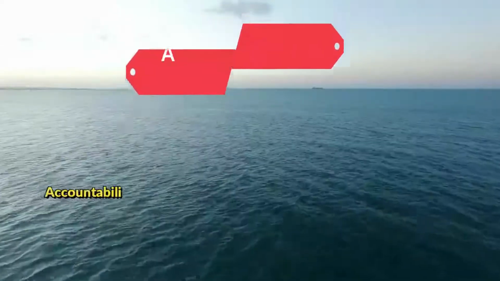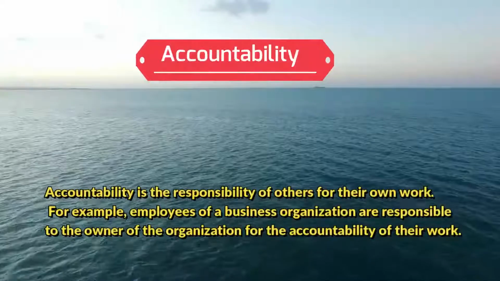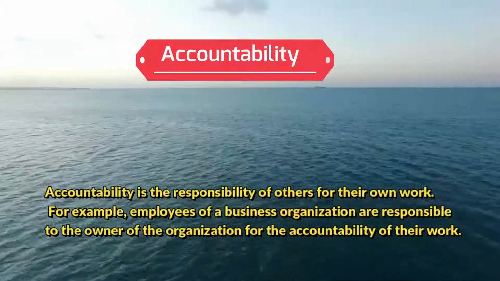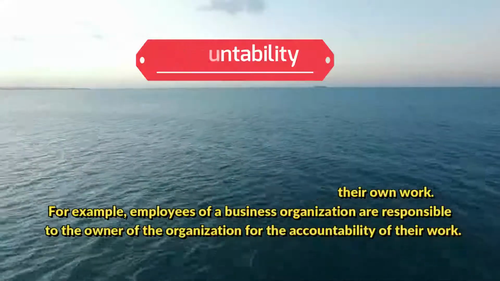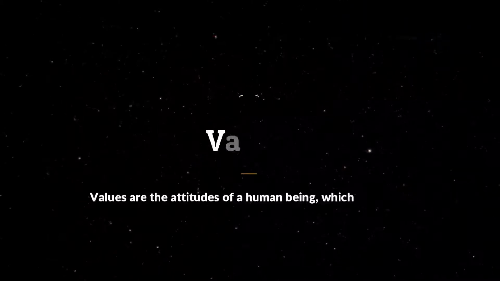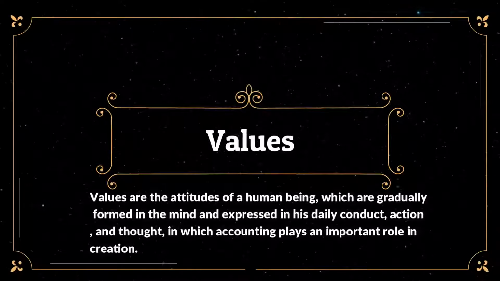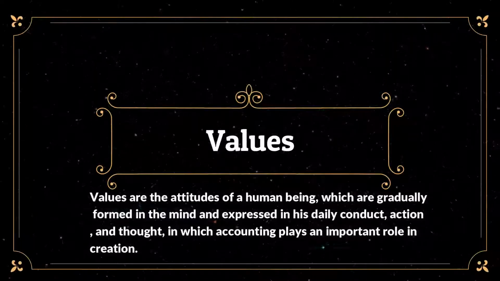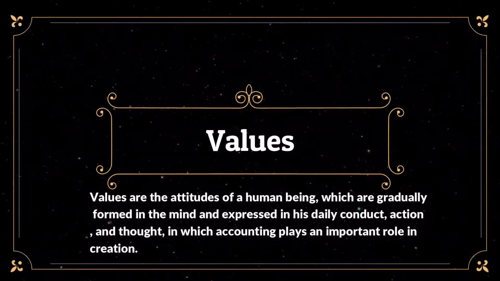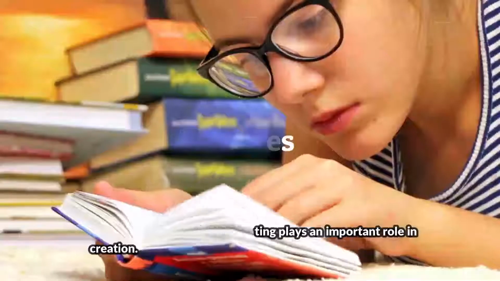Accountability. Accountability is the responsibility of others for their own work. For example, employees of a business organization are responsible to the owner of the organization for the accountability of their work. Values. Values are the attitudes of a human being, which are gradually formed in the mind and expressed in his daily conduct, action, and thought, in which accounting plays an important role in creation.